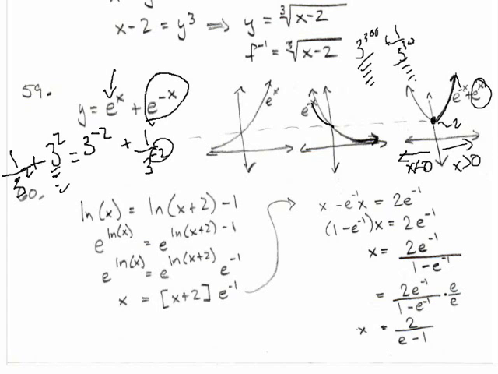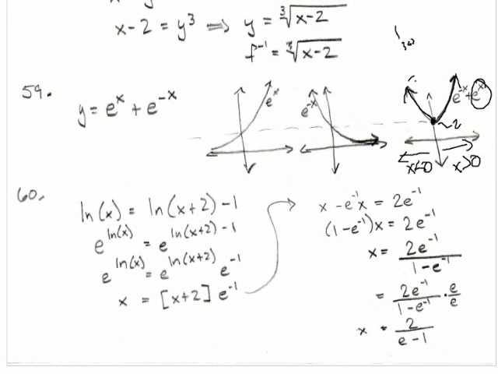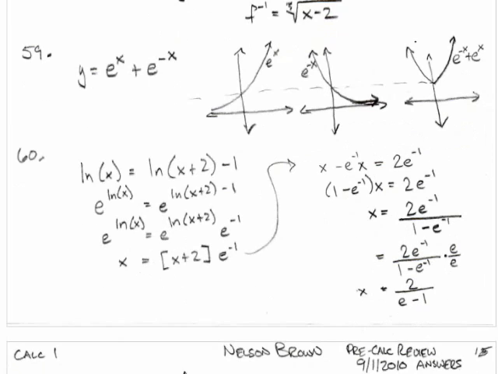And e to the negative x for x less than 0 looks like this. E to the positive x looks like this, but our e to the negative x would become the thing that we would predominantly see. Okay, let me erase some of these. So our final graph would look like what we have located right here. All right.